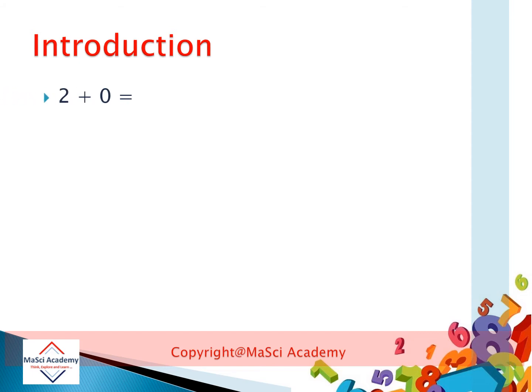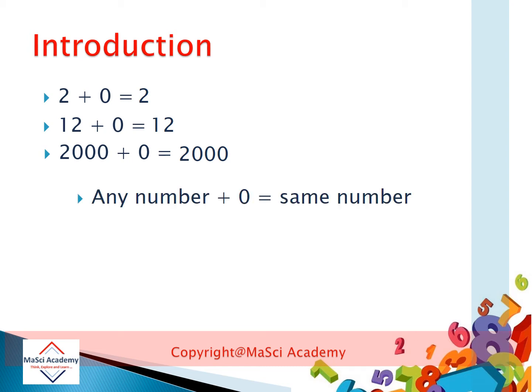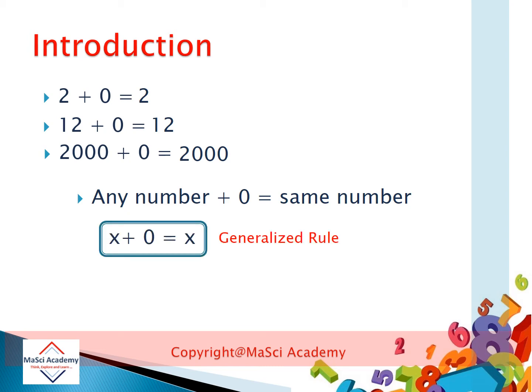What is 2 plus 0? The answer is 2. What is 12 plus 0? Again the answer is 12. What is 2000 plus 0? 2000. So what do we see here? Whenever we add 0 to any number, we get the same number as the answer. In general, if we add 0 to any number, say x, we get the same number x. So this becomes a generalized rule that shows that adding 0 makes no change to any number.